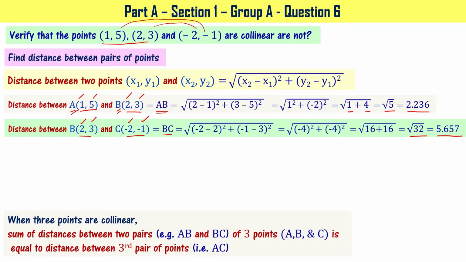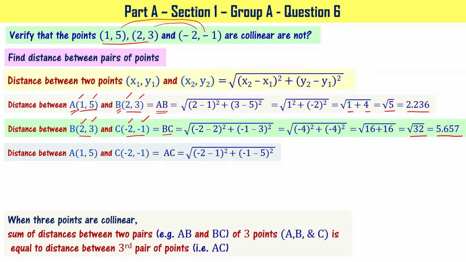Now let's go to the third pair, that is A and C. A is (1, 5) and C is (minus 2, minus 1). Now, x2 minus x1 whole square plus y2 minus y1 whole square under root. That is what we have written, right? When you simplify it, you get square root of 45. That is equal to 6.708.